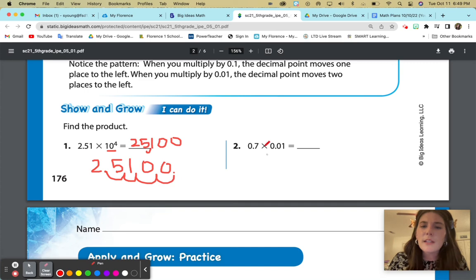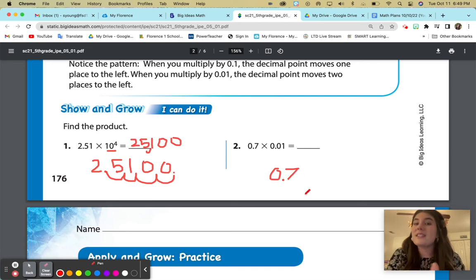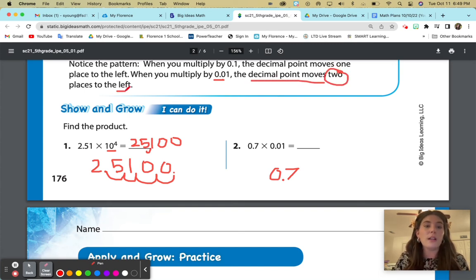Great job. Now, let's move to number 2. What are you seeing that looks a little different here? Well, I'm starting with the decimal, but I'm multiplying by a decimal power of 10. If I multiply by a decimal power of 10, decimal moves to the left. So friends, look at this. Remember our rule. Start by rewriting the decimal you are originally starting with, 7/10. I see I'm multiplying by 100th. Well, the rule set up here, when you multiply by 100th, the decimal point moves 2 times to the left.